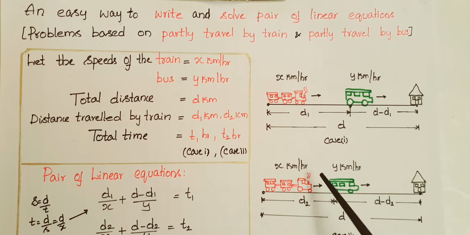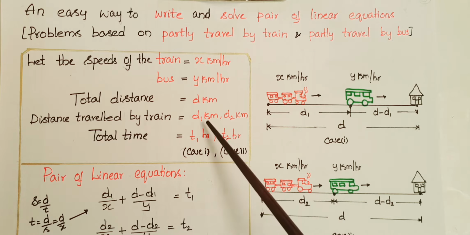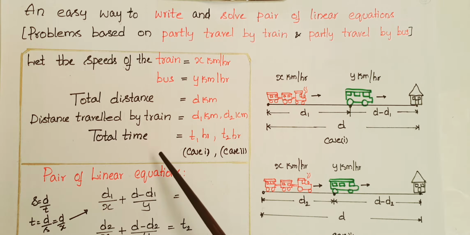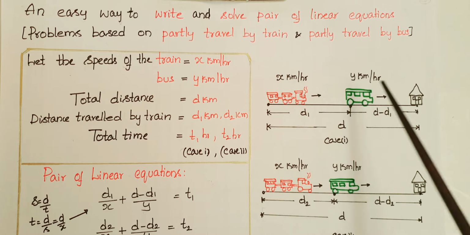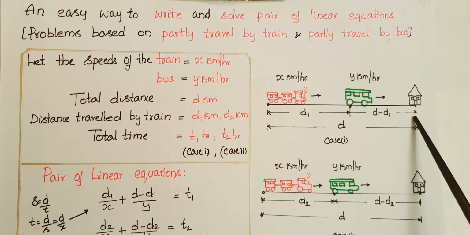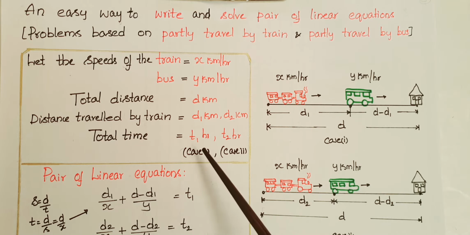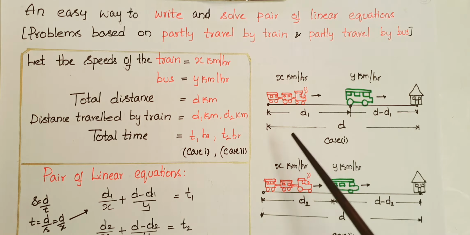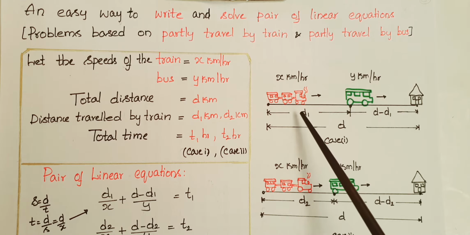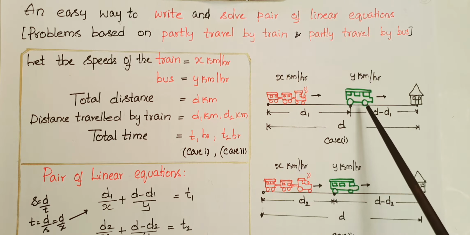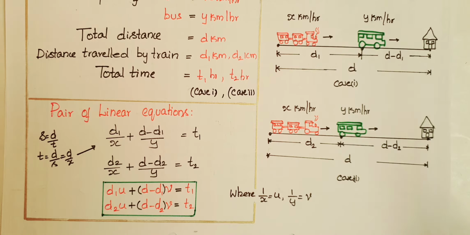And here there are two cases. In one case the distance d1 is different. In the second case the distance d2 is different, so d1 kilometers and d2 kilometers. And the total time means from starting to destination, this is the total time. So in the first case it is t1 hours, and in the second case it is t2 hours. Total time includes the time taken by the train and the time taken by the bus. Now the pair of linear equations we can write.